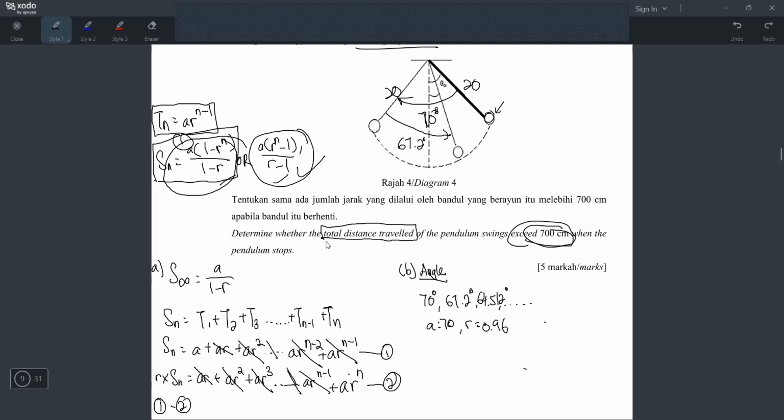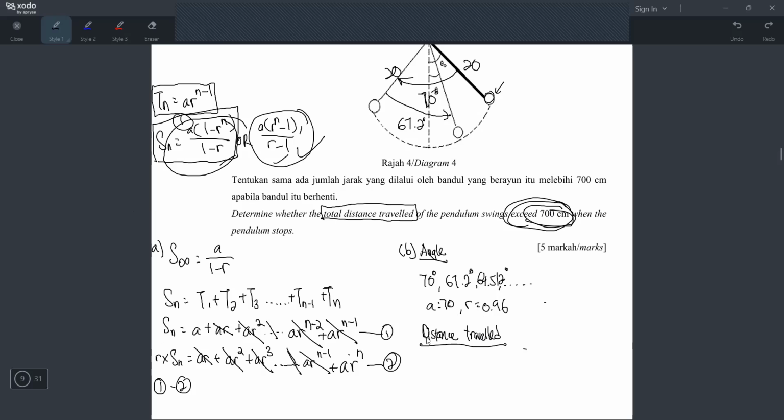I think I need to write a new progression, and the new progression is for the total distance traveled. Why? Because now they are asking whether your total distance traveled exceeds 700 cm. So if I want to know the total distance traveled, I need to find the Sn, but I need to find Sn using the distance traveled progression, not this progression, because this one is the angle, right? That's why I need to form a new progression for distance traveled.